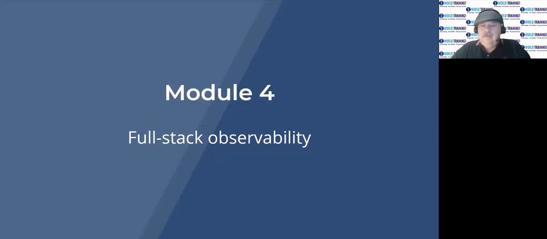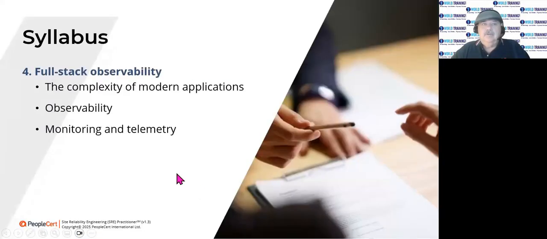Welcome to Module 4 of the SRE Practitioners course, and we're going to talk about full stack observability. So the module has three major items in the syllabus. First of all, we'll talk about essentially why observability is important, because modern applications are pretty hard to observe unless you build in observability. And then we'll talk about how you do that, how you actually make observability work, and how you can implement it through monitoring and telemetry and other things.